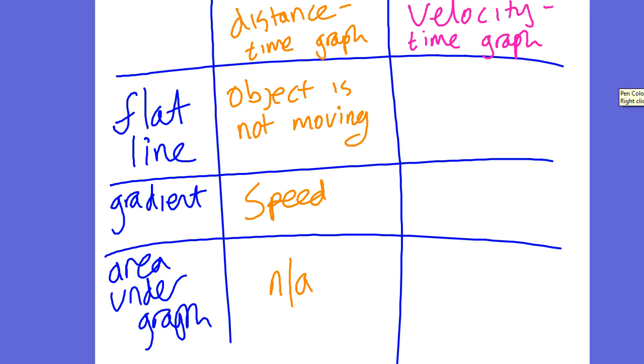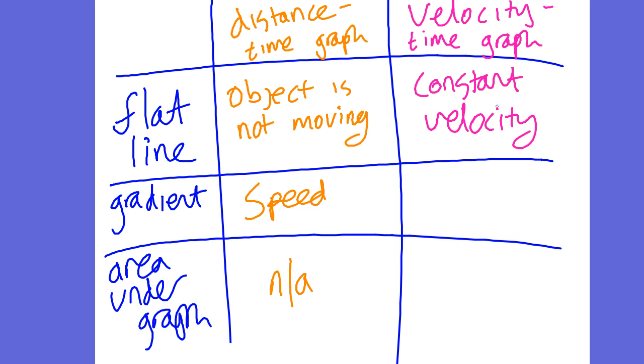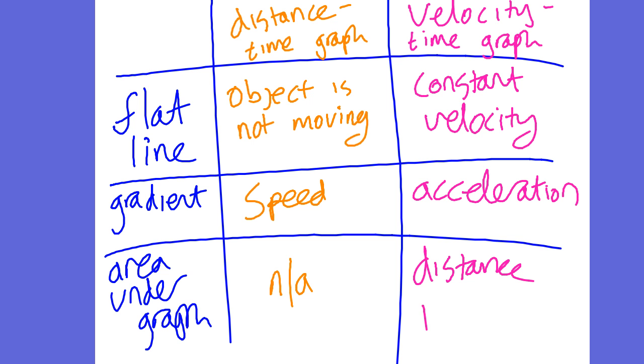Whereas for a velocity time graph, a flat line means you've got a constant velocity. The gradient is going to give you the acceleration. So if it's a negative gradient, that means it's a deceleration. And the area under the graph is going to give you the distance travelled. And generally, when we're dealing with terminal velocity style questions, we tend to be dealing with this stuff, the velocity time graph.